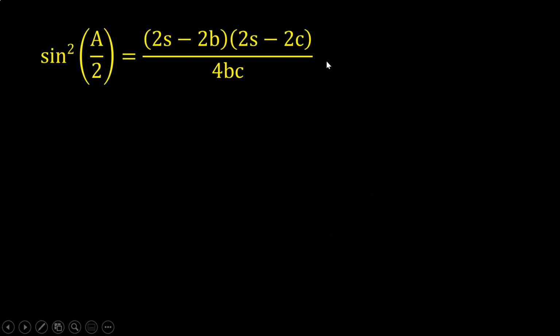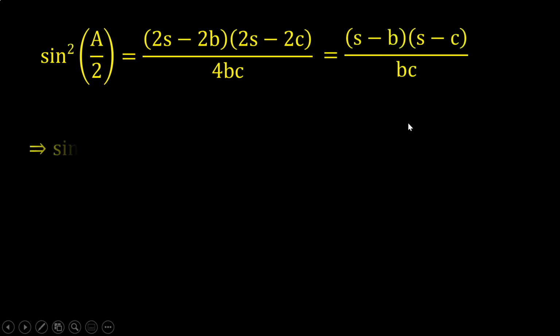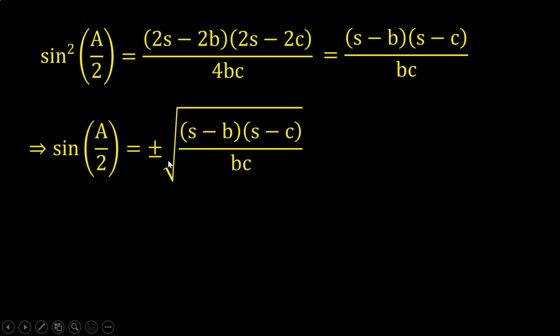Simplifying this, we can cancel out this 2 and 2, which will become 4. We can cancel that 4 in numerator and denominator. That's it. So we have sin square A by 2 as this. Now sin A by 2 is equal to plus or minus under root of this. Now to decide whether to take the plus sign or the minus sign.